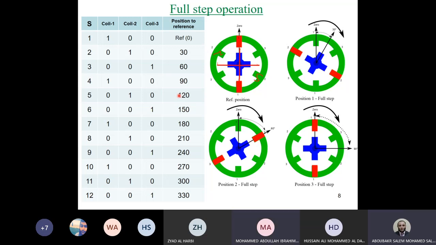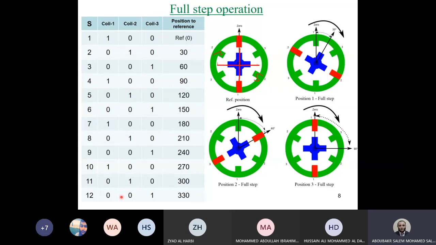Okay, Shabab? Right. So what will happen after these 90 degrees? We are going to continue the sequence of pulses in the same way, 1, 2, 3, 1, 2, 3, 1, 2, 3, up till moving one complete cycle of 360 degrees. So this is one complete cycle of operation for a variable reluctance motor using something called the full step operation.